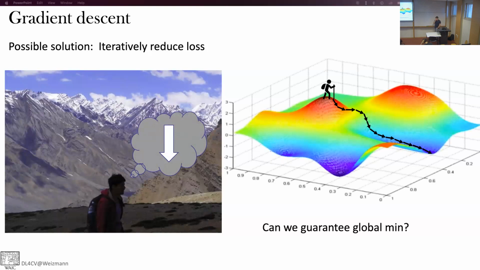Can we guarantee that I will get to the global minimum? No. Actually I wouldn't, right? Because the global minimum is the Dead Sea here in Israel, and there is no real path going there. So what can I guarantee? Local minimum, exactly.